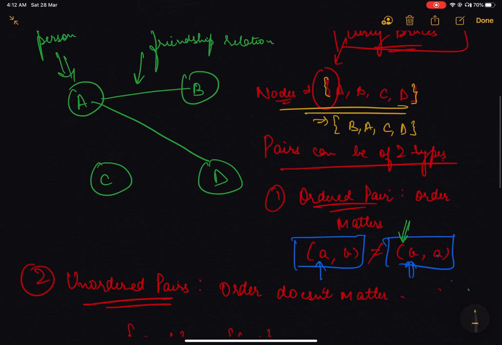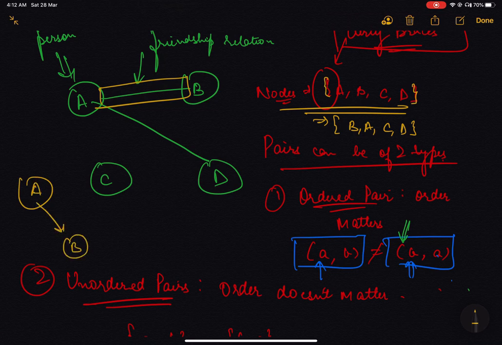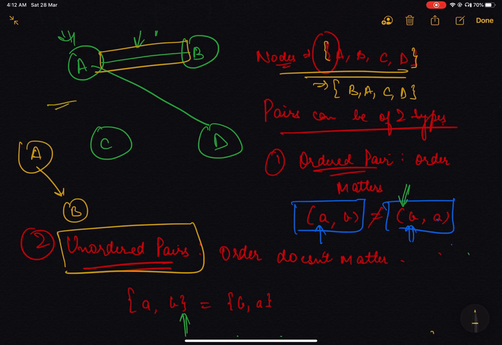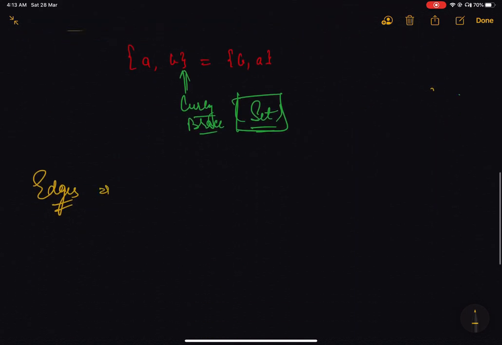So if you see in this particular graph, we see that there is no sense of direction. There is no directed sign like A to B. So we see that these edges are bidirectional edges. For bidirectional edges, the order doesn't matter, and bidirectional edges can thus be represented by curly braces. So for this particular graph, our set of edges is going to be an edge from A B and an edge from A D. So we can represent edges as A comma B and A comma D.